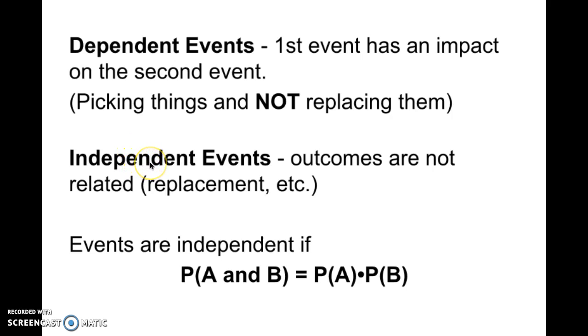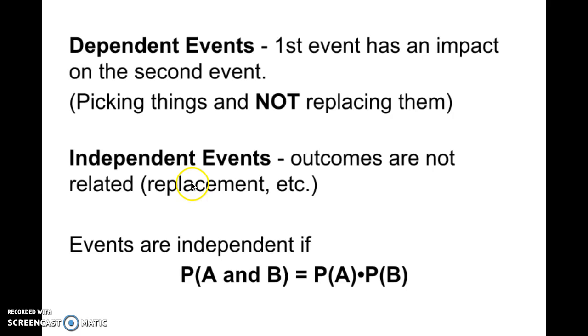Independent events are events where the outcomes are not related. So if you pull a marble out of a bag and you put it back, or pull a card out of a deck and put it back, or maybe you do two completely different things like spinning a spinner and rolling a die, or flipping a coin and rolling a die. One event has no impact on the other, so those are independent. Also, you could roll a die more than once, or flip a coin more than once. Those would also be independent events.